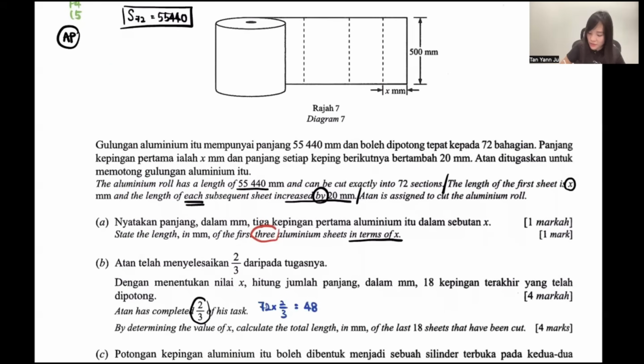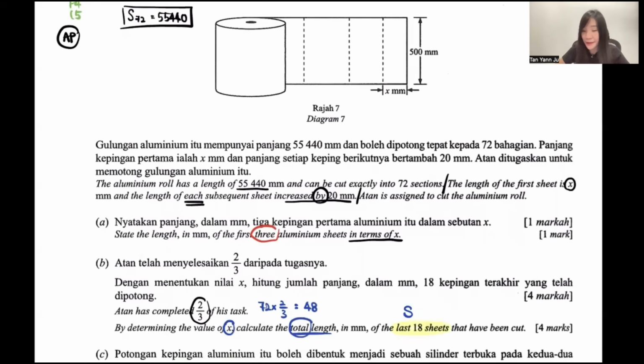By determining the value of X, you need to determine the X first. They say calculate the total length of the last 18 sheets. Now, my dear, look carefully. They want the last 18 sheets. So last 18 sheets means what? Total, I know. Yes, it's S. Then, my dear, for last 18 sheets, a lot of my students tell me S18. No, S18 is number 1 to number 18. Do they say first 18? No, they say last 18.